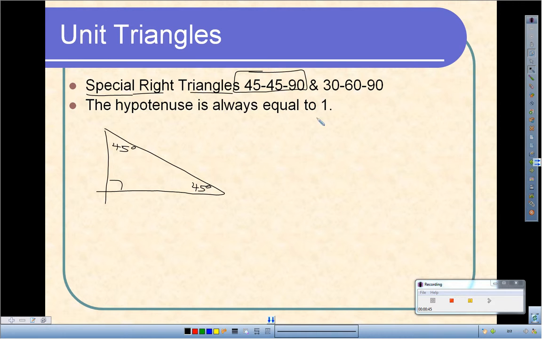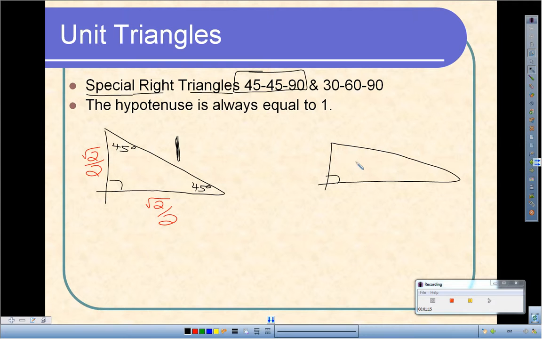And let's say that I let the hypotenuse be 1, in other words, this will be a unit triangle because the hypotenuse is 1. You could show with the Pythagorean theorem that both of your legs would be the square root of 2 over 2 in length. Alright, the other special triangle was a 30-60-90 triangle.